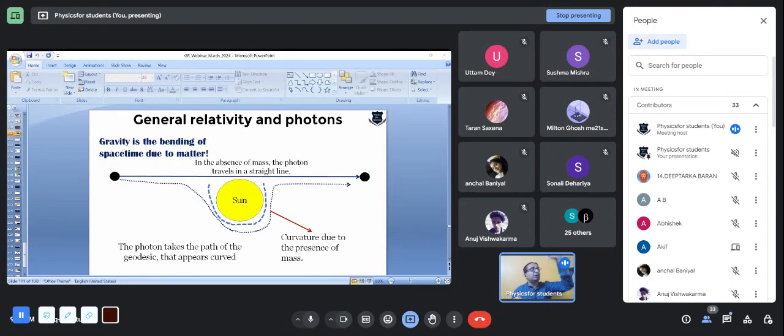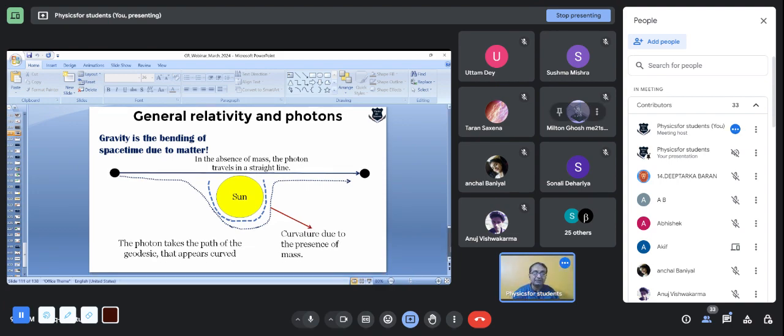And when we observed that in South Africa, on the island of Principe, we saw, oh my goodness, the light should come from here, but has the star moved? No, the star has not moved. The star is emitting light in a straight line, but because of the solar eclipse, the sun is present, and the sun is so huge that the space time has bent, and the light has to travel that way.